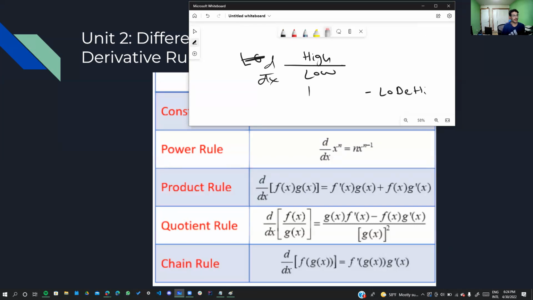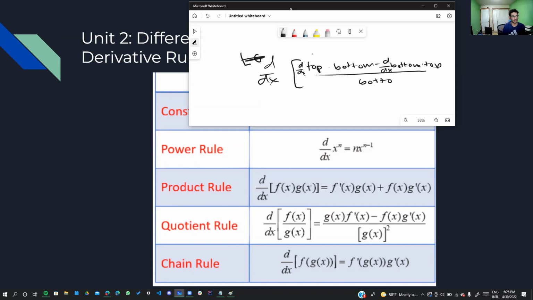No, okay. Now I'm just screwing this up. My bad. So I'm just going to say top derivative of top times bottom minus derivative of bottom times top over bottom squared. Oh yeah, bottom squared. There we go.